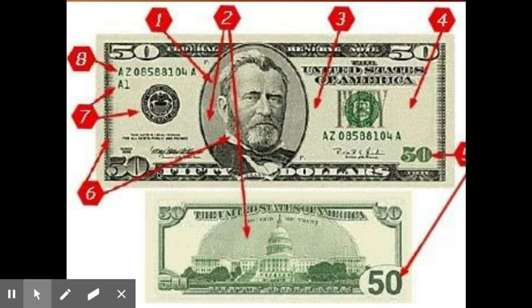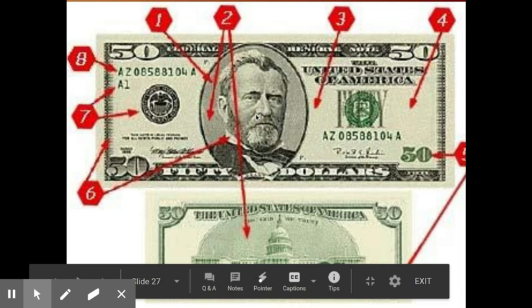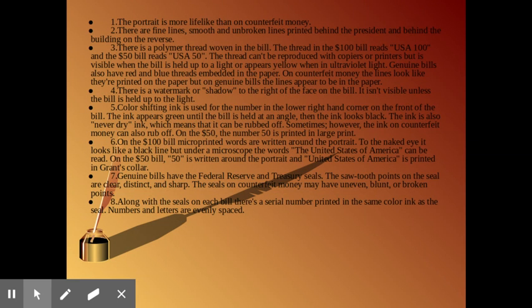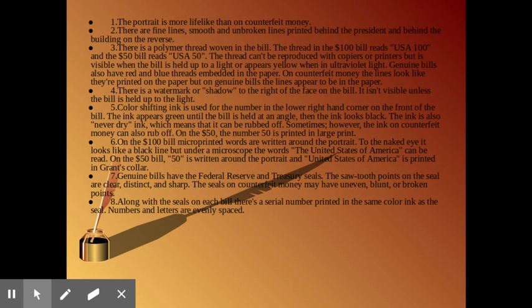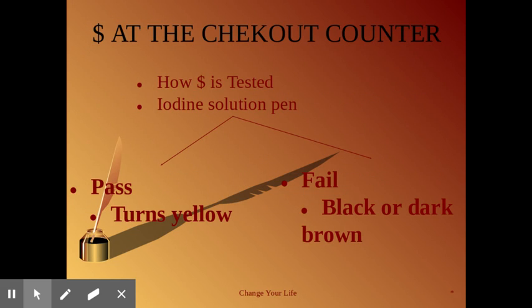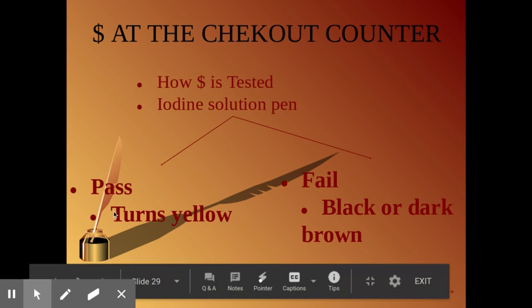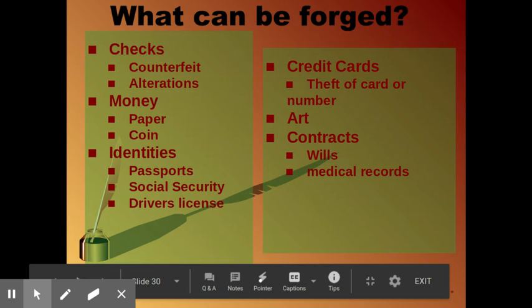Again, here's an arrow pointing to all the things, and then on the next page it'll tell you, this is the portrait, more lifelike than counterfeit money. There's fine lines and smooth lines, so it's even hard to tell on this imaging. I need a higher definition camera to show it to you. So at the checkout counter, we're going to test, use the iodine pen. Does it pass? It turns yellow, it passes. It's going to fade real fast. If it turns black or dark brown, it's a fail.